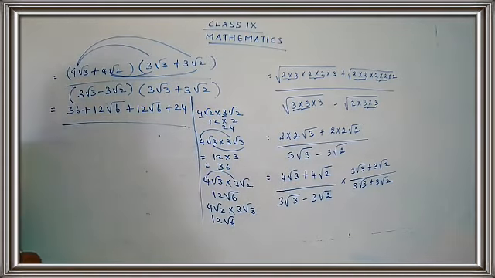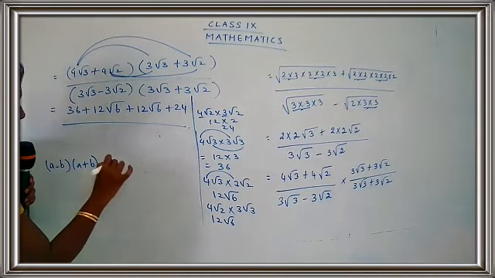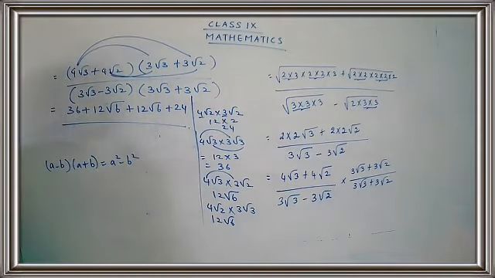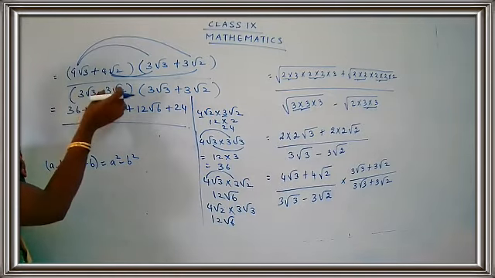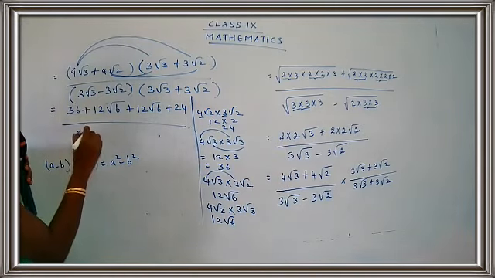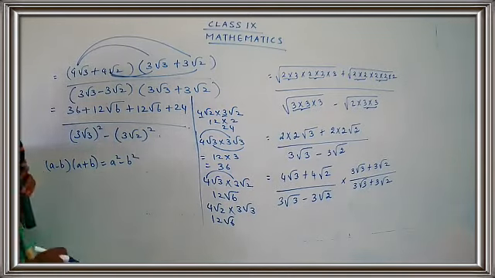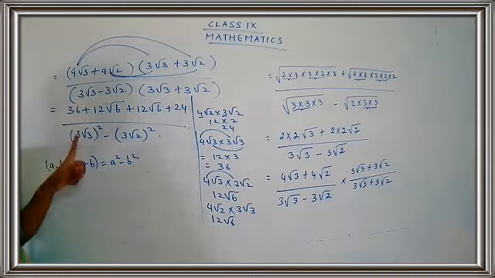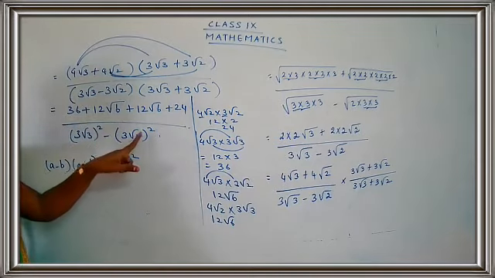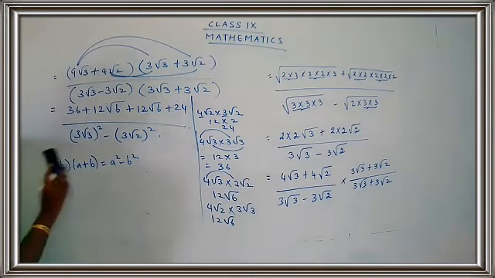So what is the identity? A minus b into a plus b is equal to a square minus b square. What is the formula? A plus b into a minus b is equal to a square minus b square. So you are going to square a and you are going to square b. You get here 3 root 3 square minus 3 root 2 square. Getting my point, children? What is a? 3 root 3 square minus 3 root 2 square. Let us simplify it further, children.